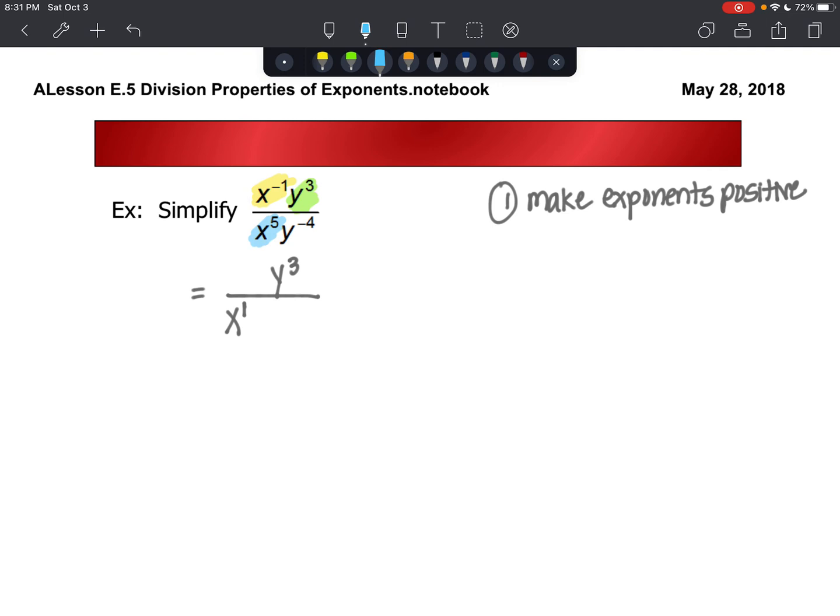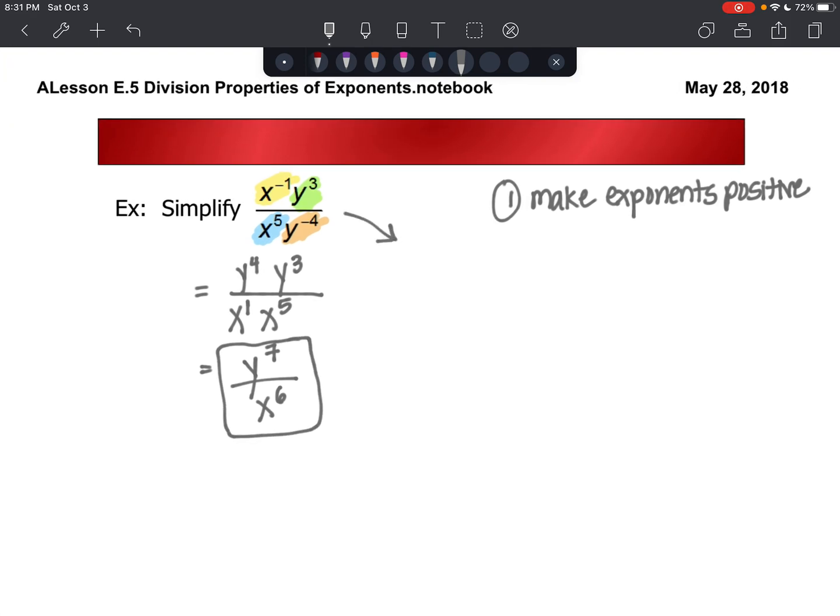Now we're moving down to x to the 5th. X to the 5th stays, so it's going to stay in the denominator. Then we have y to the negative 4. Well, that has to move up to the numerator to make the exponent positive. Y to the 4th times y cubed is y to the 7th over x to the 6th.